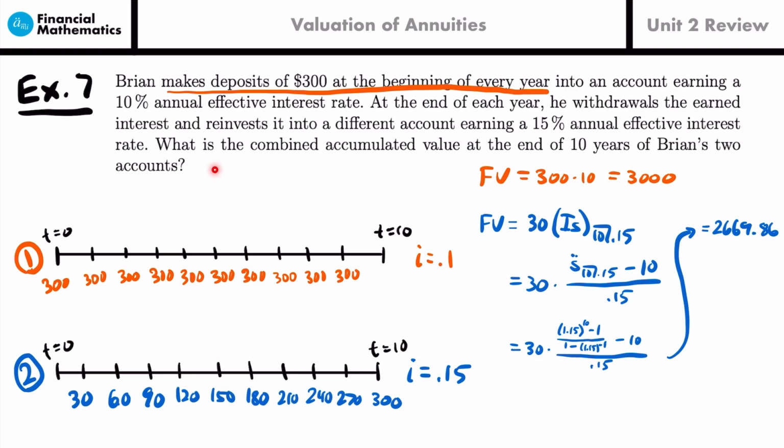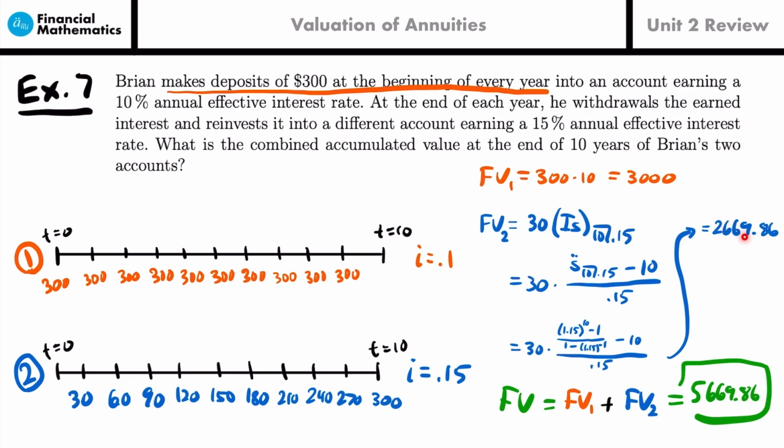So if we want to know the combined accumulated value at the end of 10 years of Brian's two accounts, what we have to do is add our two future values together, or the two accumulated amounts for the two accounts. We'll have the total future value, or the combined future value, is equal to the future value of account 1, I'll just label it like that, plus the future value of account 2. And if you do that, you will find that it's equal to $5,669.86. Okay, it's just adding 3,000 to this number right here.